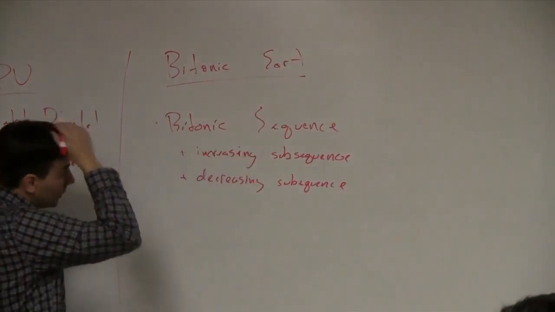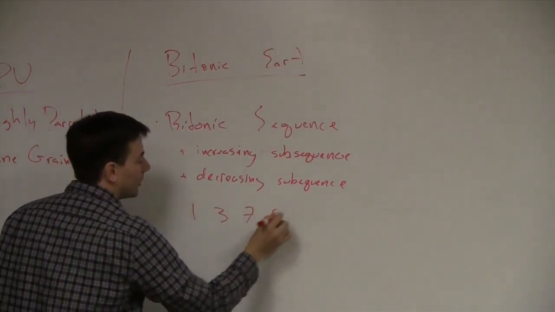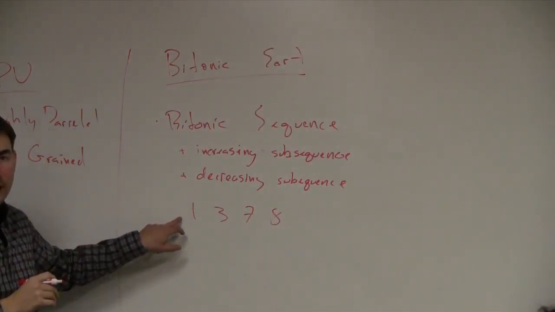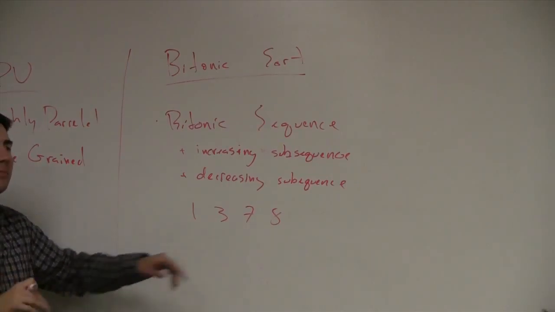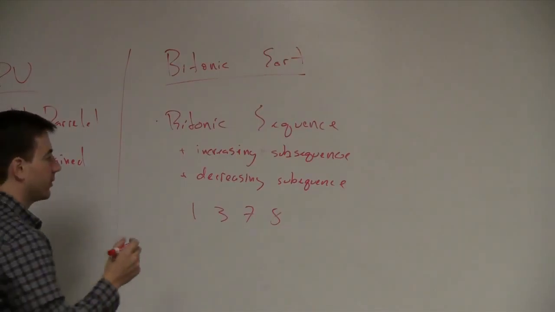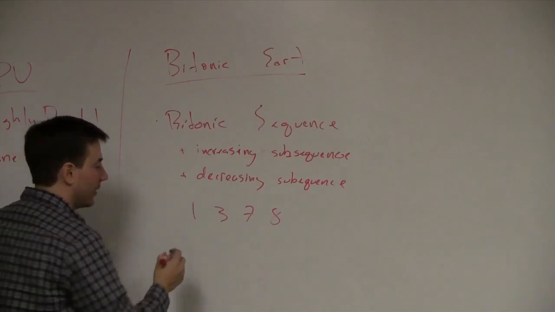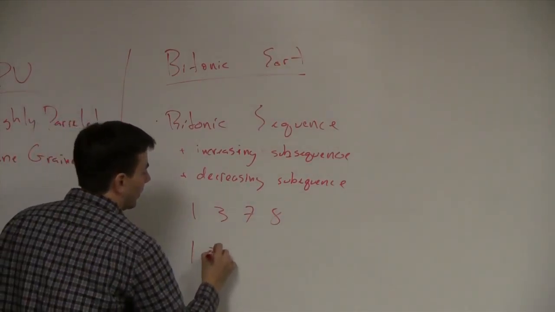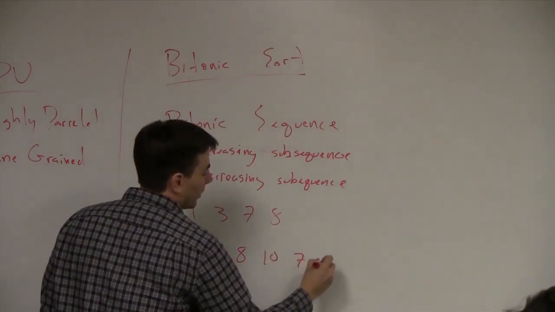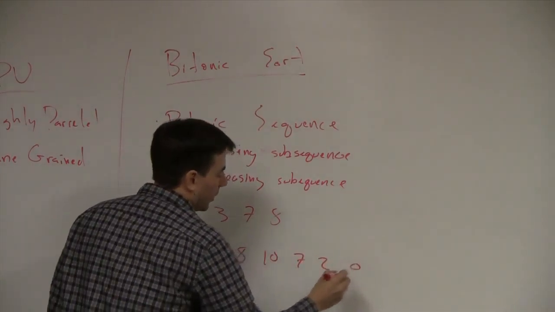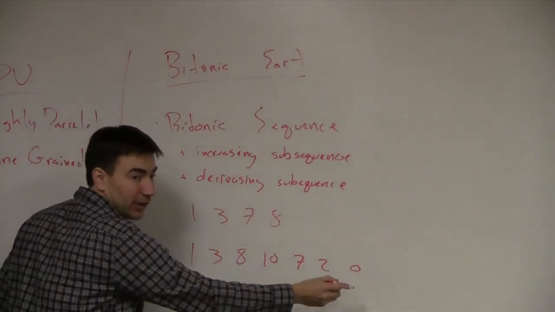So an example of this. If you say something like 1, 3, 7, 8, this is monotonic. It's always increasing, right? Something can also be monotonic if it's always decreasing. So something which is bitonic is something which can increase and then decrease. So let's say 1, 3, 8, 10, 7, 2, 0. So it increases to 10, and then after 10 it only decreases.